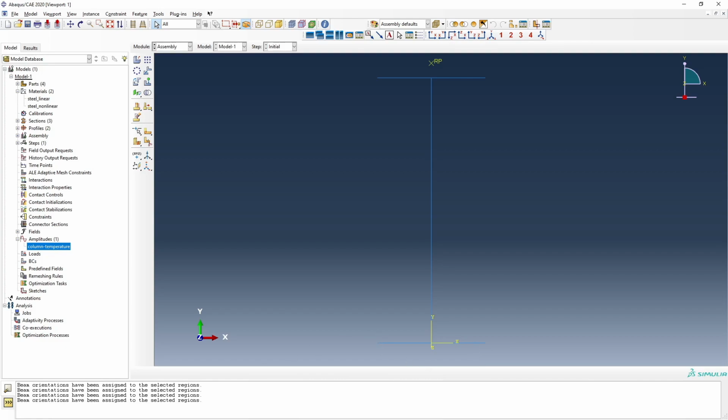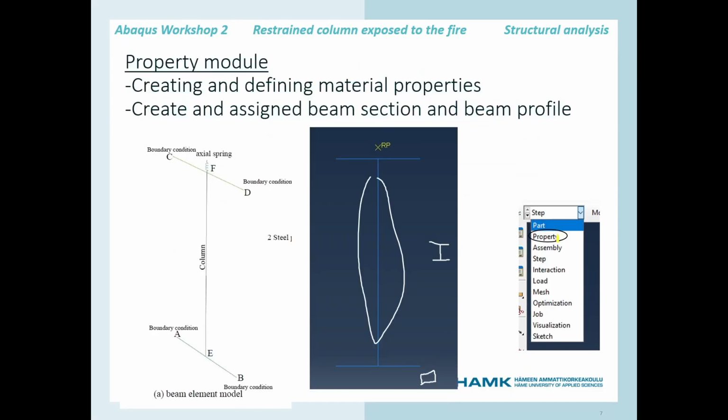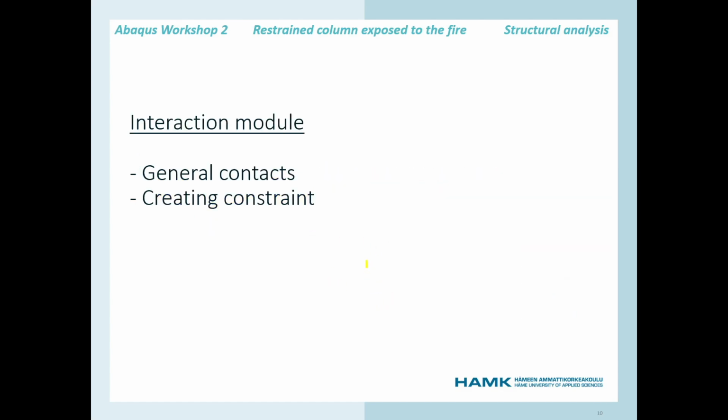Okay, so now we have finished the part model and the property model and also the assembly model. Now we need to create the step model. So in this model first, we will create this explicit dynamic procedure analysis, and then we will set up the model setup and analysis and create the output request for this one. And after that, creating the model, then we will also do this buckling one later. But for now, let's do the explicit dynamic analysis procedures.